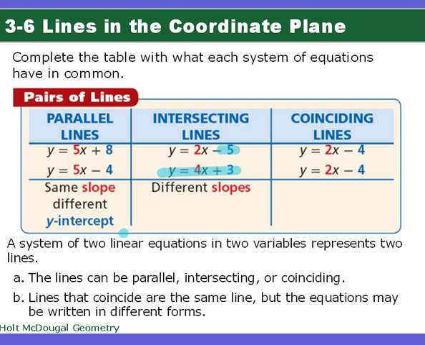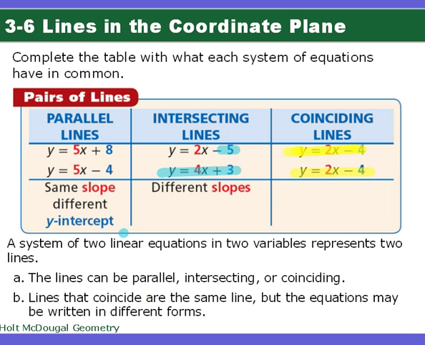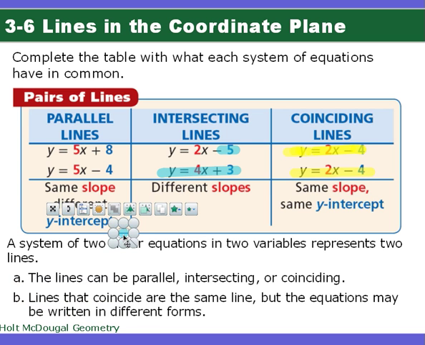And our final case then would be equations that look like this, and they may not look like this, but if you put them both into slope-intercept form and simplify them, you can see that these 2 equations are exactly the same. So that means the lines are coinciding. So if they have the same slope and same y-intercept, they're coinciding lines. Basically, that means they're the same lines.